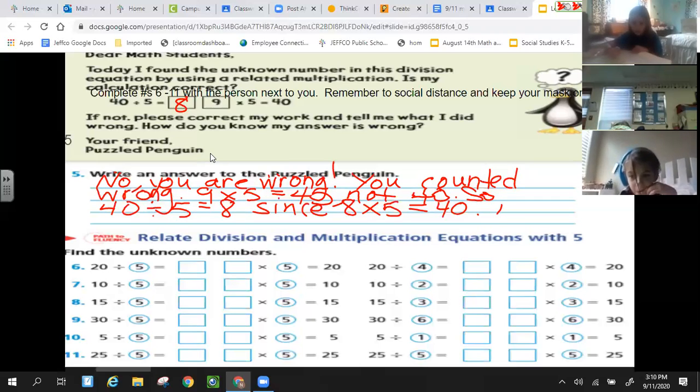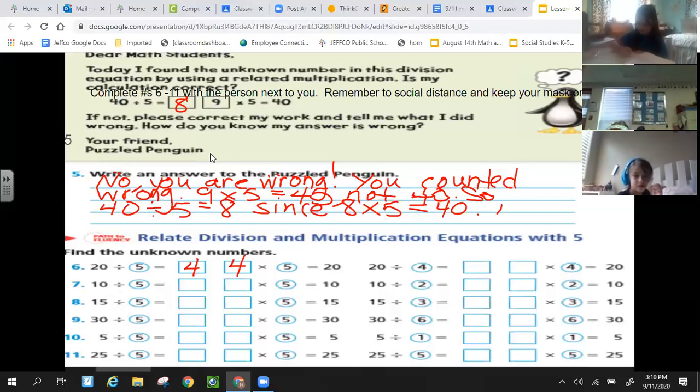Count by fives, everybody. Let's do it. 5, 10, 15, 20, stop. What did we get? 4. So we know 20 divided by 5 is 4. Therefore, what times 5 equals 20? 4. You should notice a pattern.